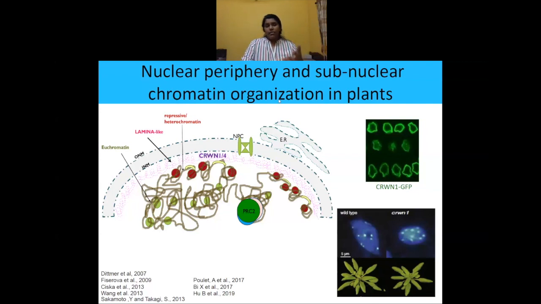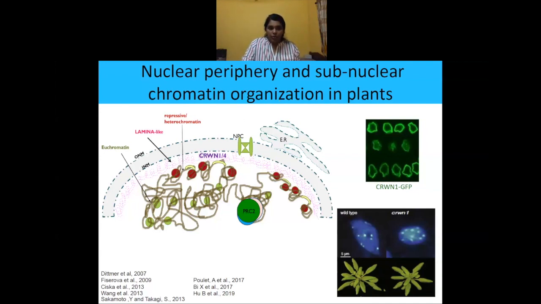When we take this scenario into the plant cell, there is no homologue for lamins present in plants. So it has been believed that lamina is absent in plants. However, throughout these years, extensive research has shown that indeed there is a similar network of fiber-like structure just beneath the inner nuclear membrane in the plant cell nucleus, and it is encoded or formed by plant-specific proteins called crowded nuclear proteins. These are encoded by 4 genes, CRWN1, 2, 3, and 4.